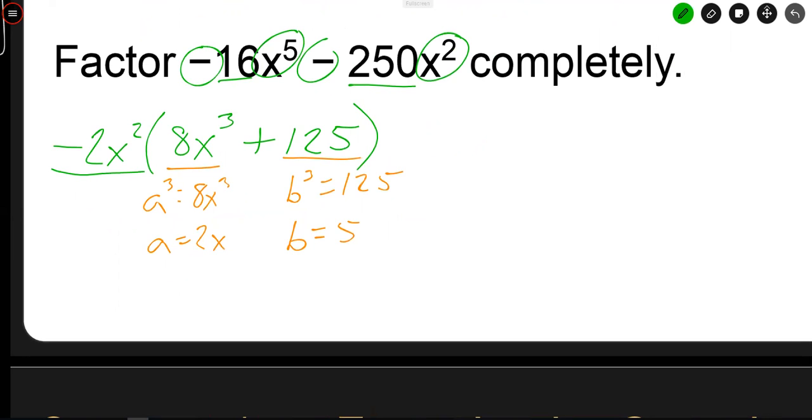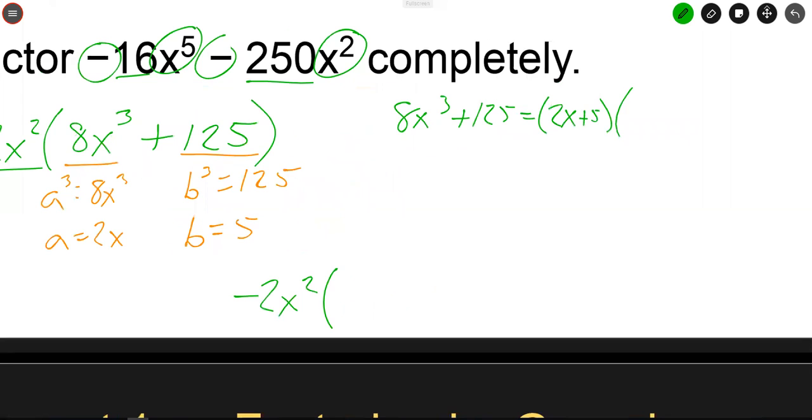I factored out a negative 2x squared, so that's going to be negative 2x squared. And then 8x to the 3rd plus 125, that piece there is going to factor into 2x plus 5 times 2x squared, which is going to be 4x squared. 2x times 5 is 10x. And 5 squared is 25. So then I put my signs in. I've got an opposite sign and an always positive sign. And now I've got everything factored.